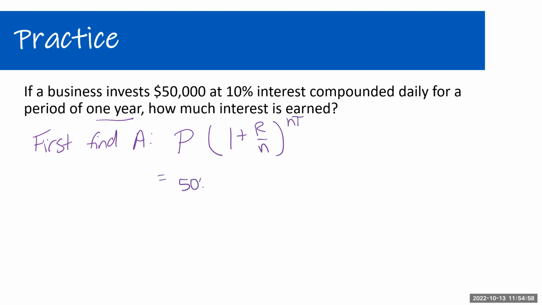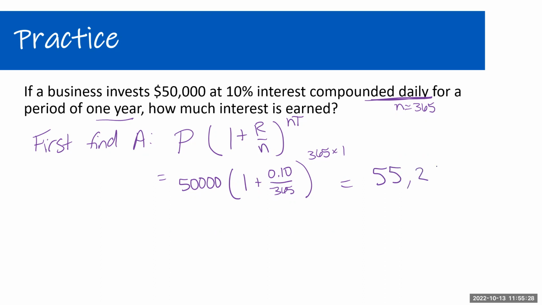So that's going to be the $50,000 that they started with. 1 plus their rate is 0.10, because remember we need the decimal version. They're compounding daily, so N is going to be 365 in this case. And they're doing it for 1 year. And if we calculate that out very carefully in our calculator, we're going to see that at the end of the year, they're going to have $55,257.79.